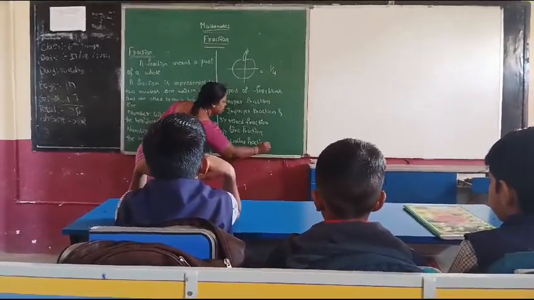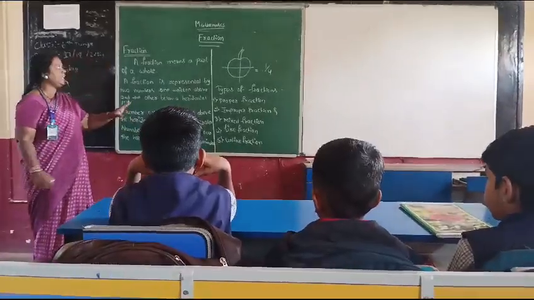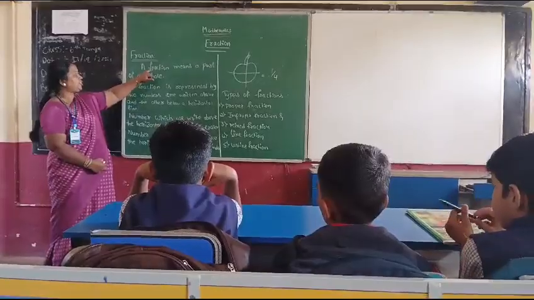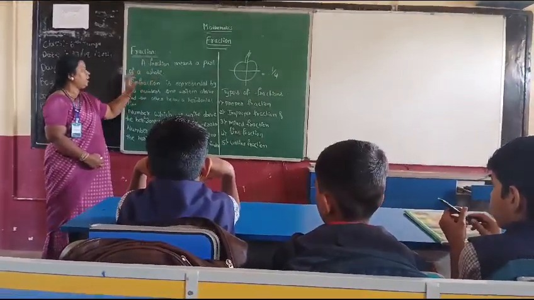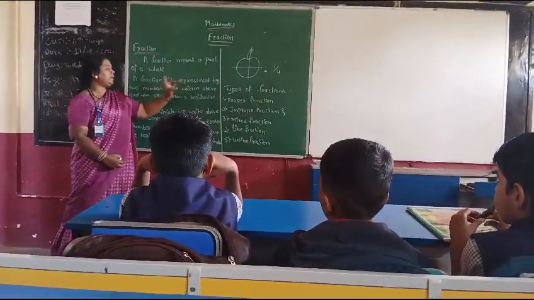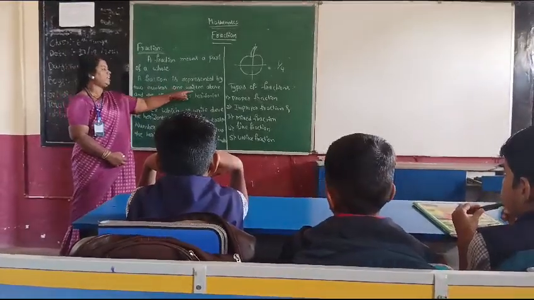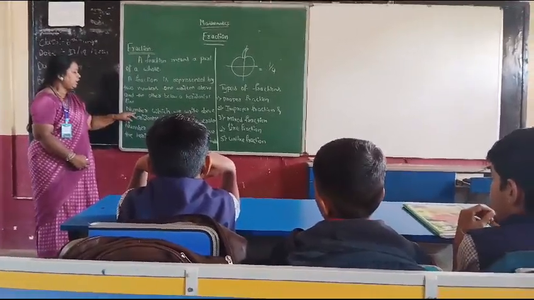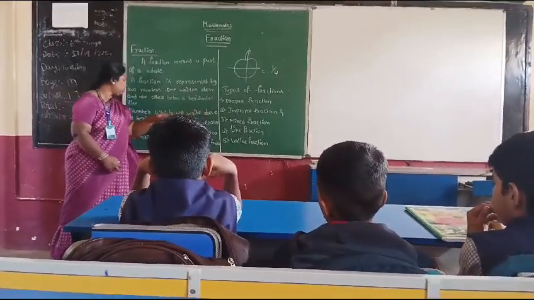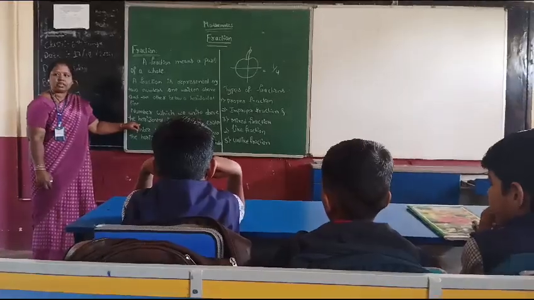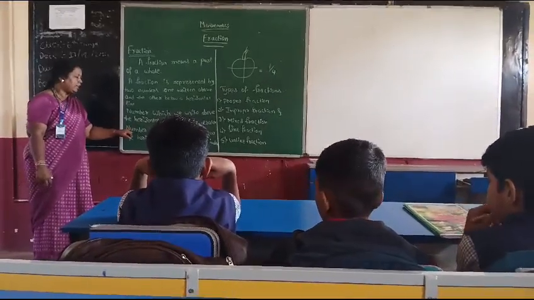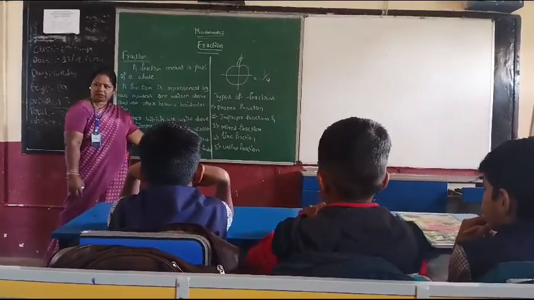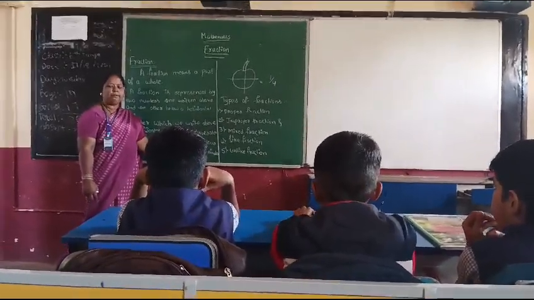Children, I will repeat one more time. A fraction means a part of a whole. A fraction is represented by 2 numbers, one written above and the other below a horizontal line. The number which we write above the horizontal line is called the numerator, and the number which we write below the horizontal line is called the denominator. Have you understood? Yes, ma'am.